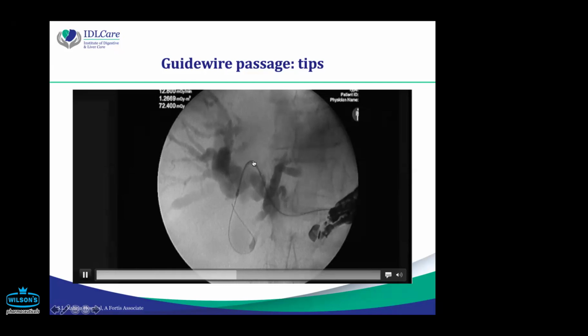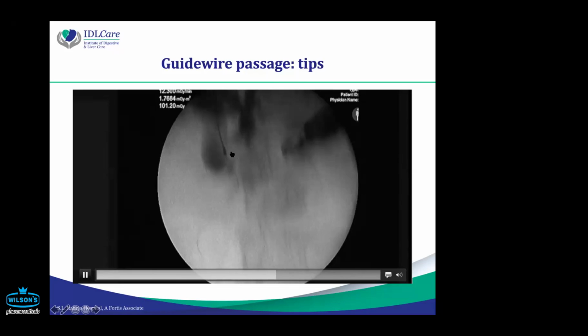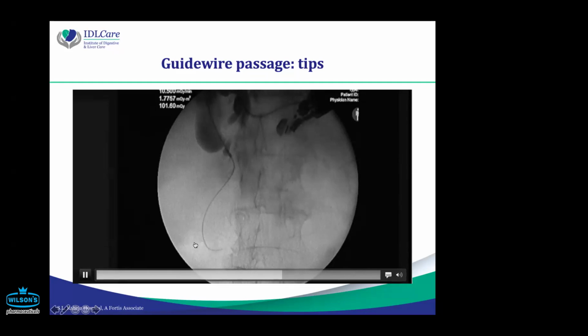See, this is an acute angle. So there can be a problem because the scope can go back. So your assistant who is pushing the wire has to keep the wire taut. See, once I have passed the cystotome here, the wire went in very easily into the duodenum because it has stabilized the wire. So here we are into the duodenum again.